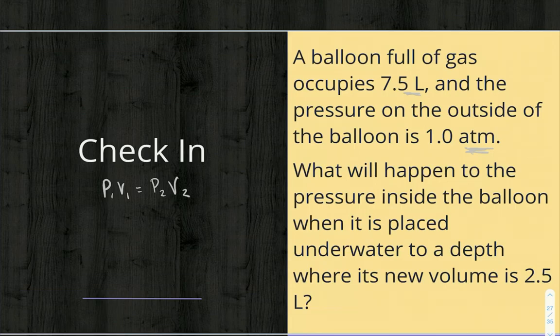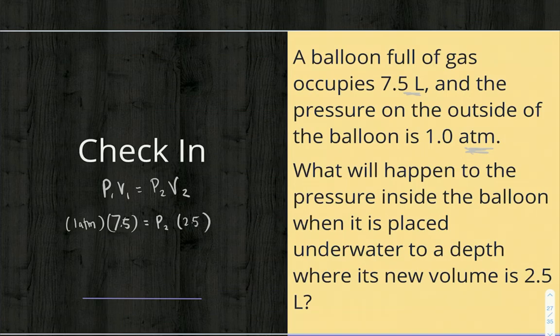And I can see that my starting volume is 7.5 liters. And my starting pressure is 1 atmosphere. Again, since these are proportions, it doesn't really matter what the unit is as long as it's the same on both sides. And then my final volume is known. My pressure is not. What happens to the pressure? P2 is unknown, times 2.5 liters.